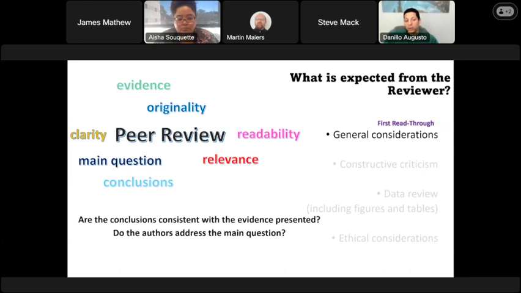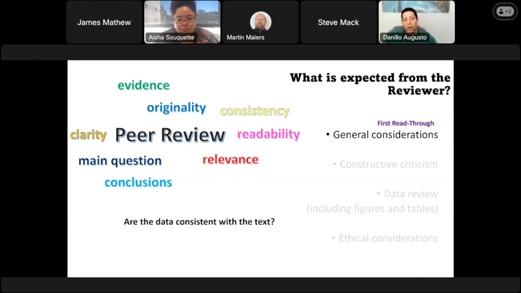Are the conclusions consistent with the evidence presented? Do the authors really address the main question? And is the data supporting the conclusions? Also, are the data consistent with the text? Sometimes we see papers where the figures and the tables, or maybe the data that is there, are pointing us in one direction, but the text is saying something a little bit different, or maybe it's not super consistent. So how is the consistency throughout the paper that you are reviewing?